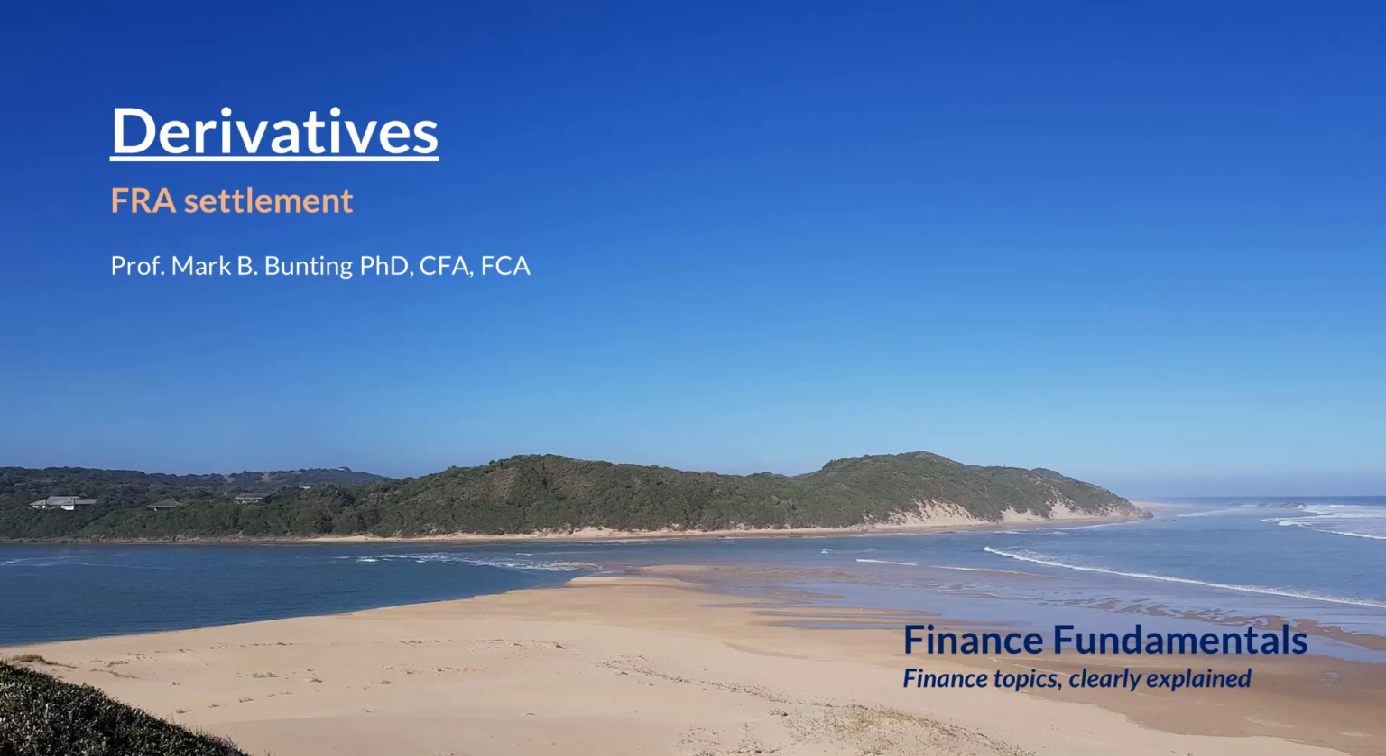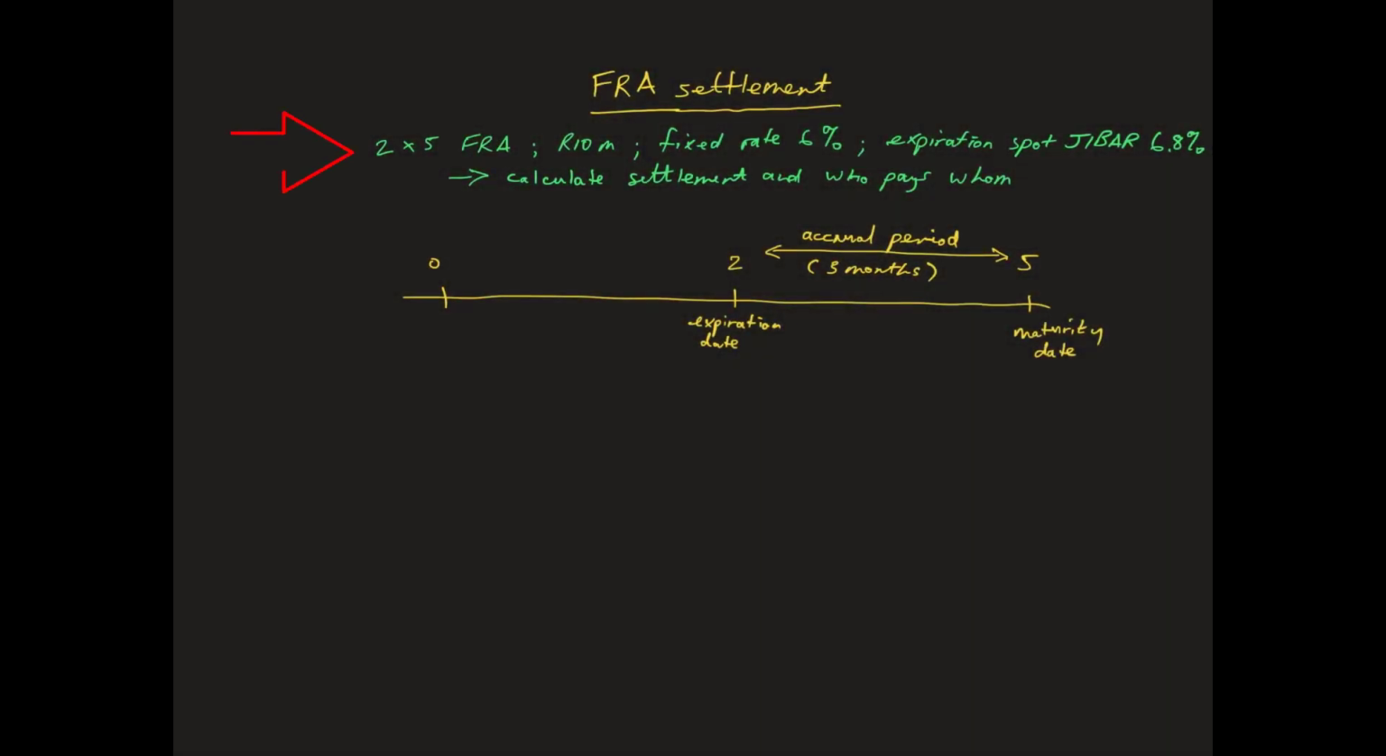Probably the best place to start your studies of FRAs is right at the end of the timeline by seeing how to calculate the settlement amount. This example is based on a 2x5 FRA on a notional amount of 10 million Rand and with a fixed rate of 6%. We are going to calculate the settlement amount as well as indicating who pays whom given an expiration spot rate of 6.8%.